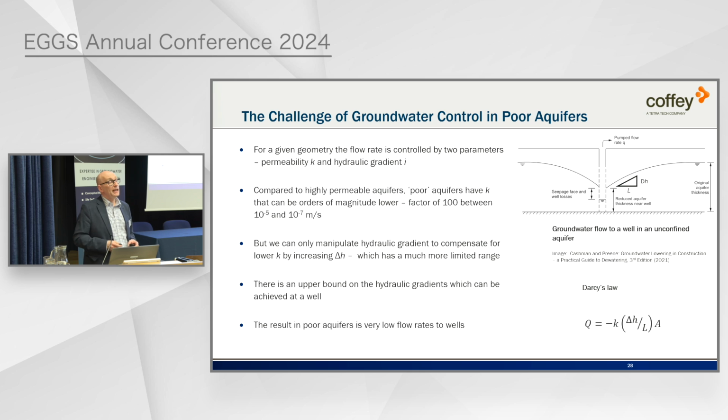So, okay, in that case, let's just compensate by increasing the head difference to get the hydraulic gradient up. But logically, you can't. You have a finite dimension of wells, height of well. You can only increase delta H by so much. So we can't compensate by increasing delta H to get the flow rate up. Therefore, there's an upper boundary on the hydraulic gradient you can generate from a well in a low permeability soil, and therefore there's an upper boundary on the flow rate for a given geometry. And that's the heart of the problem of these low well yields in poor aquifers.